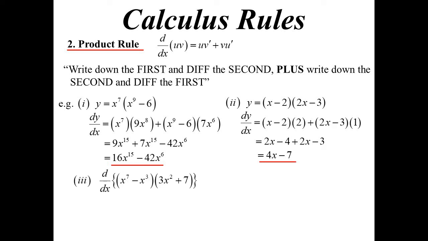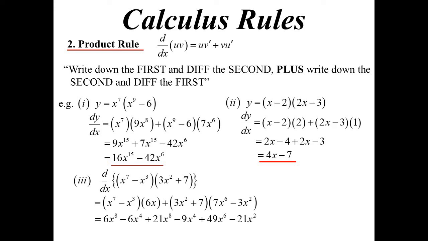So this time I go straight to equals because I'm saying the derivative of this is, write down the first, x to the 7 minus x cubed, diff the second, 6x, write down the second, 3x plus 7, diff the first, 7x to the 6 minus 3x squared. A lot of expanding, and yes, there are some terms that we'll collect there, and we get our final answer.